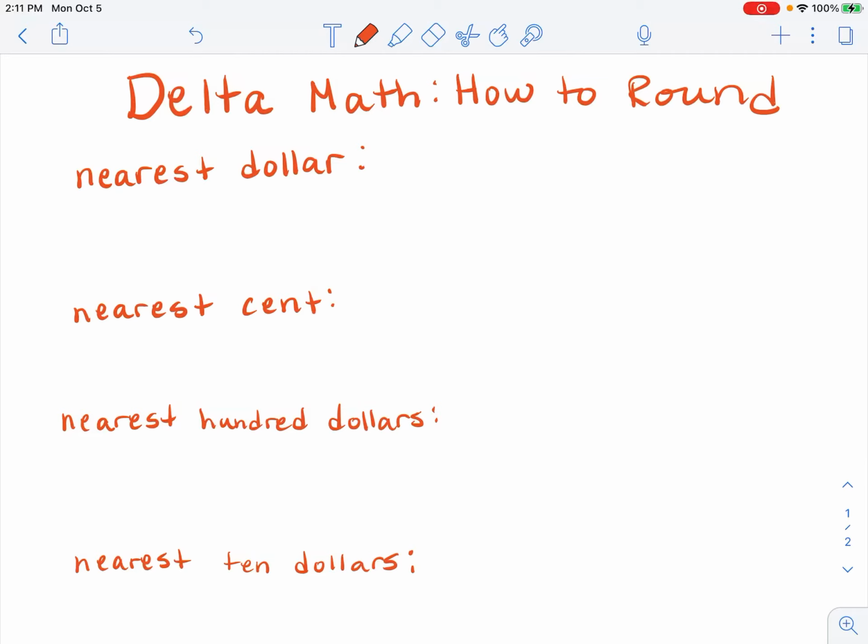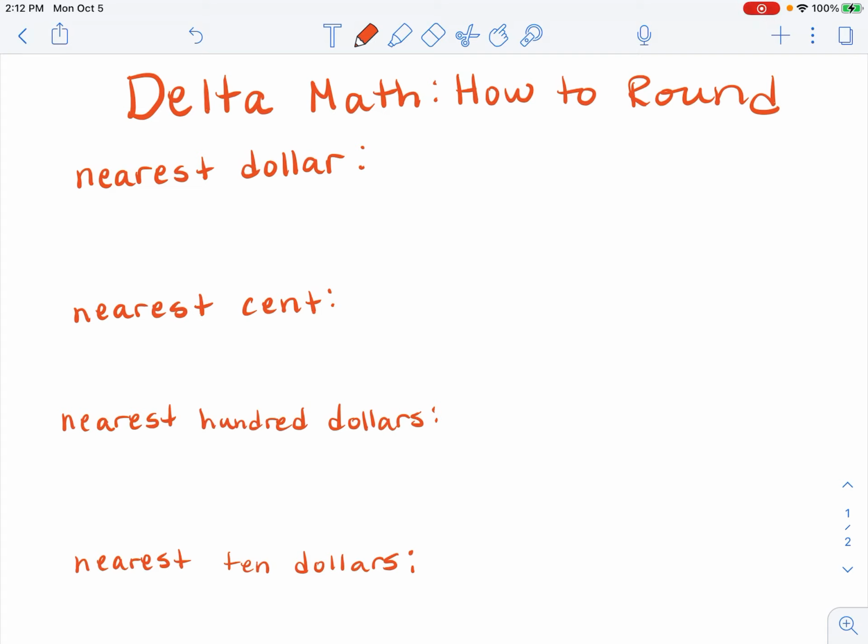Hi guys, I just wanted to talk about the Delta Math assignment one more time and make sure that everybody understands how to round correctly. Again, I didn't realize till after I assigned the assignment that the questions about rounding were a little funky here. So I don't want you to get problems wrong because you don't know how to round them. So I wanted to talk about the different kinds of rounding that it asks you to do.